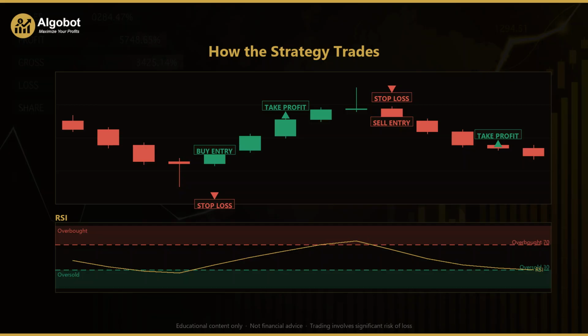This is illustrative only, of course. Real markets produce messier candles, and not every signal behaves like this. Losses are a normal part of any strategy.